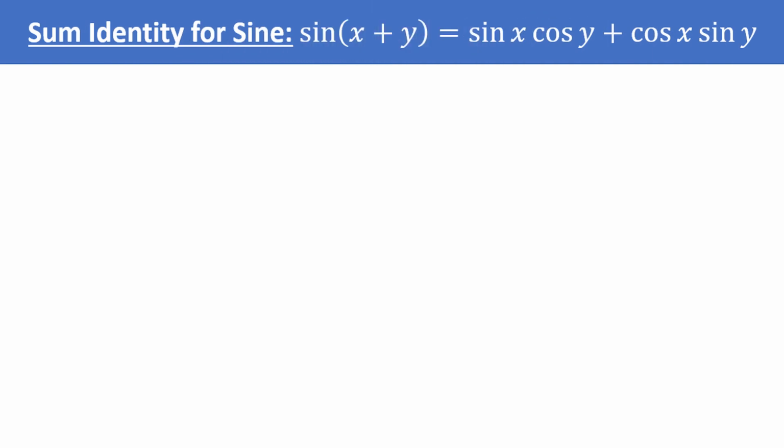First, recall the sum identity for sine. Sine of x plus y is the same thing as sine of x times cosine of y plus cosine of x times sine of y.